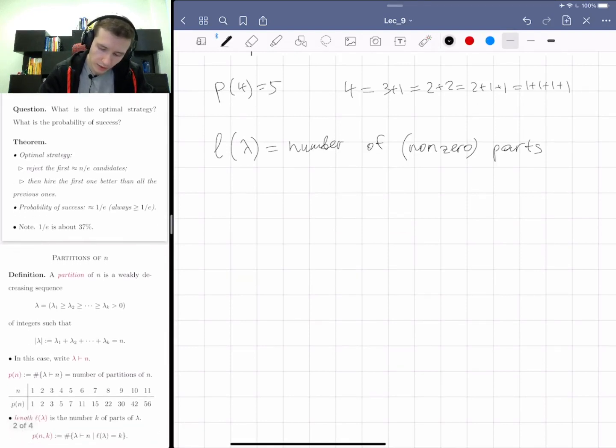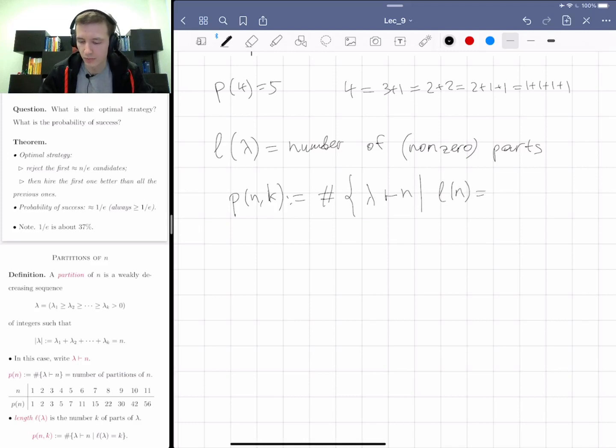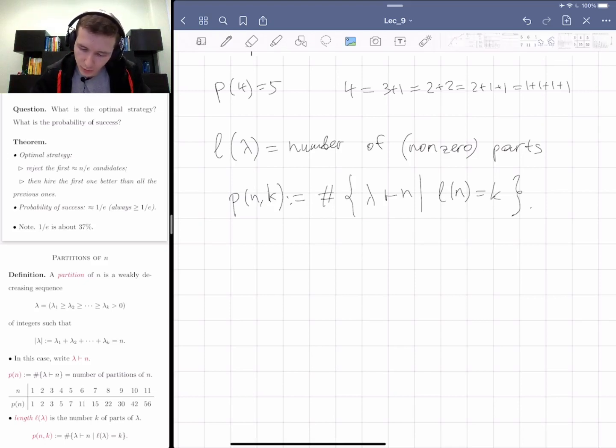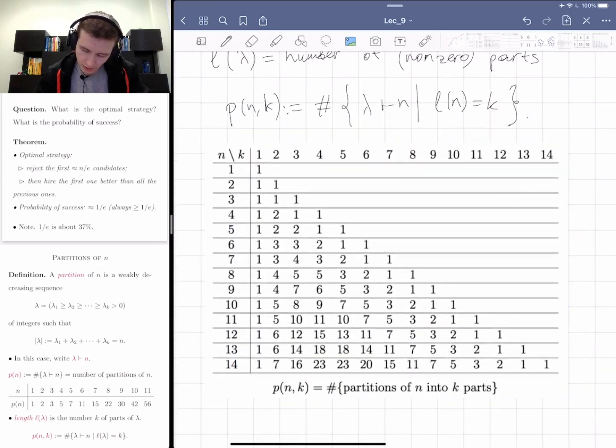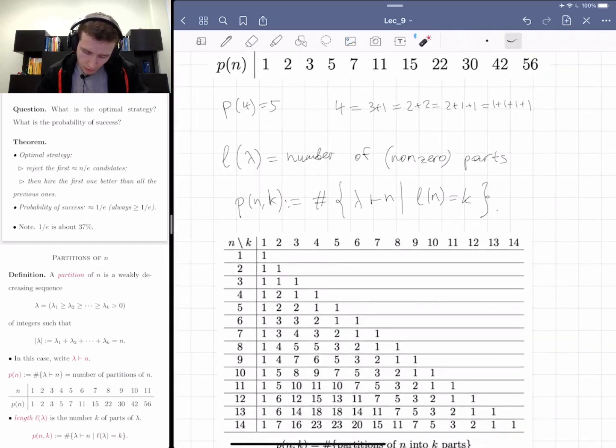And finally, write p of n comma k. Similarly to the Stirling numbers, this is going to denote the number of partitions of n into k parts. I may have a table here as well. Yes, that's the table. So for example, if I'm looking at partitions of 4 into different numbers of parts, then I get 1, 2, 1. There's one partition into one part, two partitions into two parts, and then one partition into 3 and into 4 parts.